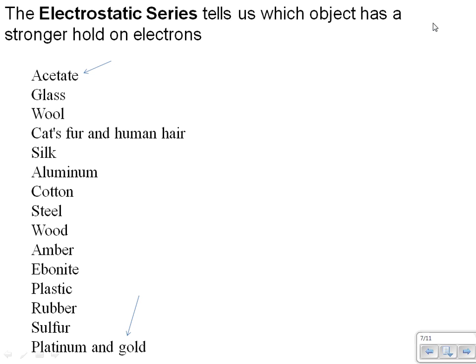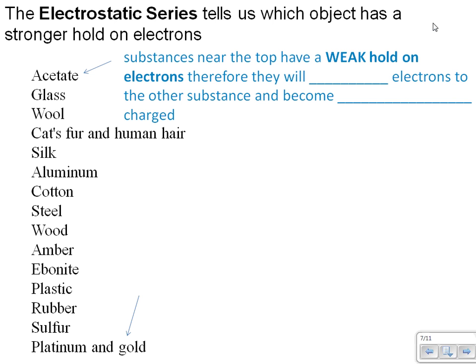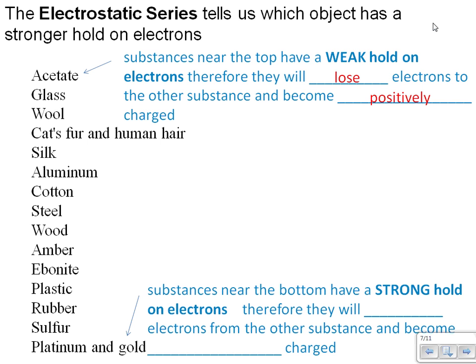Well, basically, it tells us which objects have a stronger hold on electrons. The ones at the top have a weak hold on electrons, and therefore they will lose electrons and become positively charged. The ones at the bottom have a strong hold on electrons. Therefore, they're going to gain the electrons from the other substance when they're rubbed together and become negatively charged. So basically, anything that's further down on the list will grab electrons from something that's further up on the list.